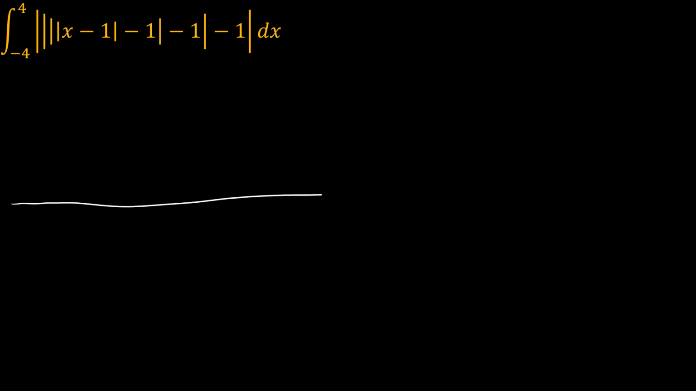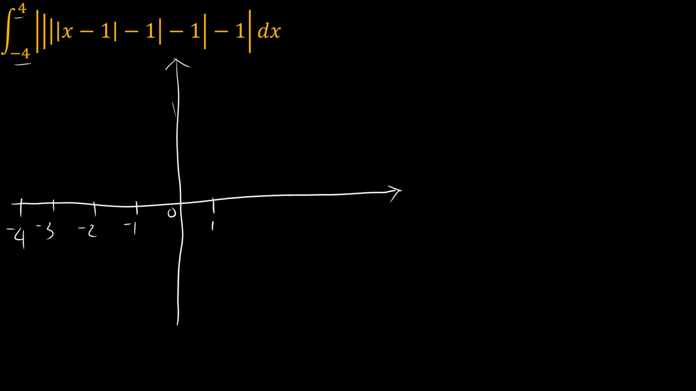So we have our x-axis and we have our y-axis. And we're going to plot this just within the domain -4 to +4. So we have 0 and we have -1, -2, -3, and -4. And here we have +1, +2, +3, and +4.